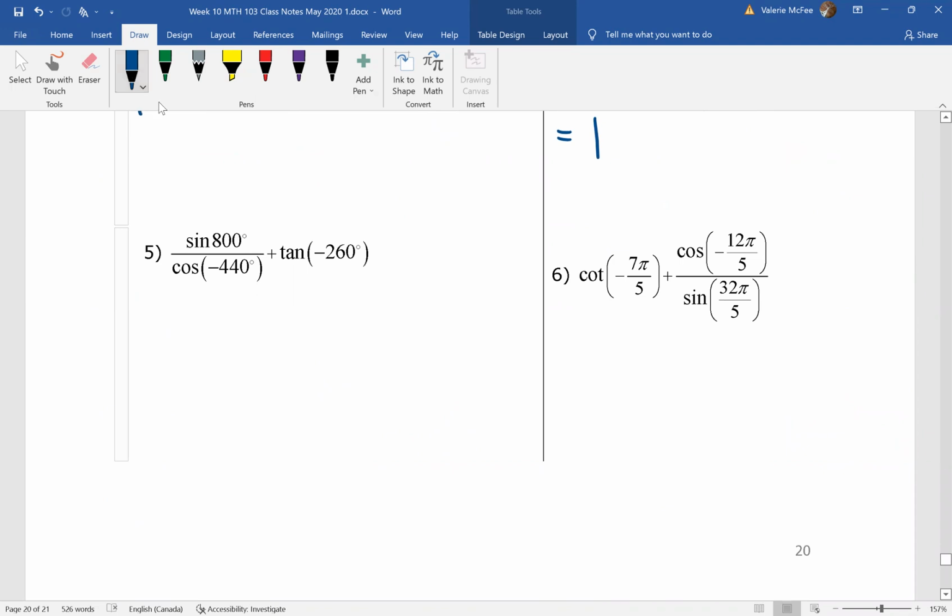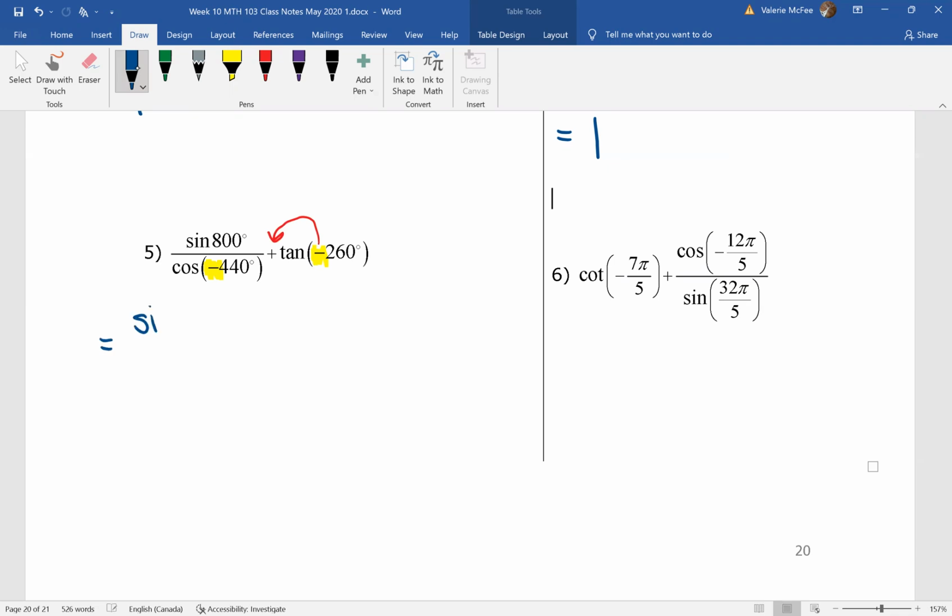These two look like really good exam questions. I'm going to do question 5 with you and let you do question 6. None of the angles are the same. So the first thing we want to do, I would say, is deal with the negative signs. I know we can ignore that negative sign because cosine is even. And this negative sign needs to get moved out because tangent is odd.